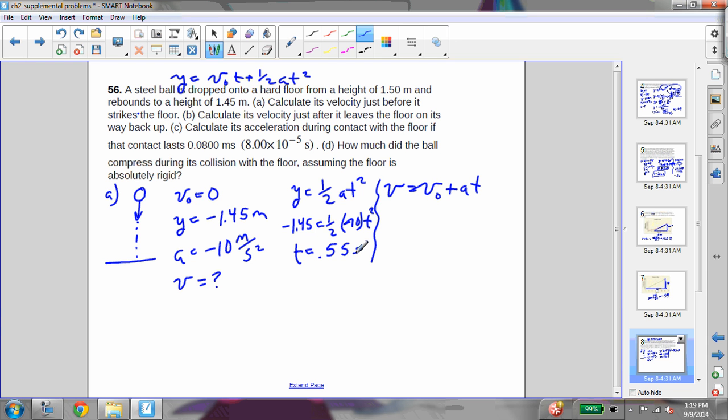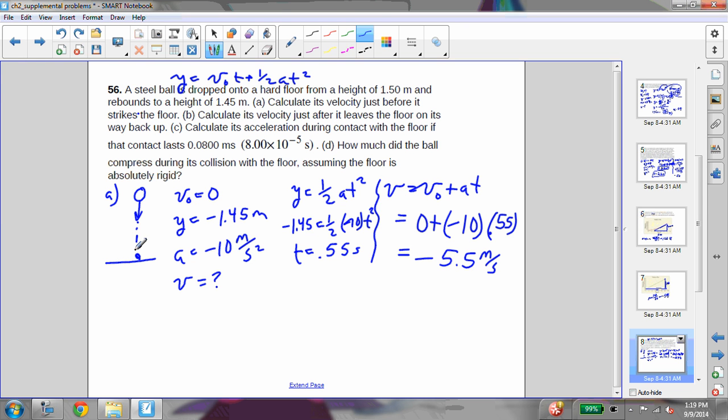All right, and now I can find the velocity at the bottom. That's going to be 0, that's my initial speed, plus negative 10 meters per second squared, that's my acceleration, times 0.55. So it's negative 5.5 meters per second. That's the velocity when it strikes right here, just before it hits the ground. That's its velocity. Now, in part B, what's it asking?